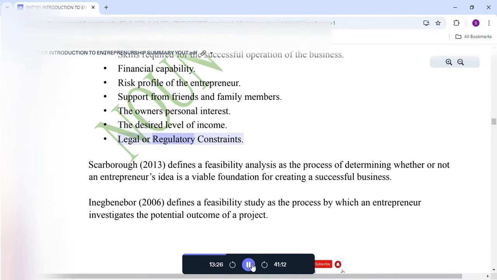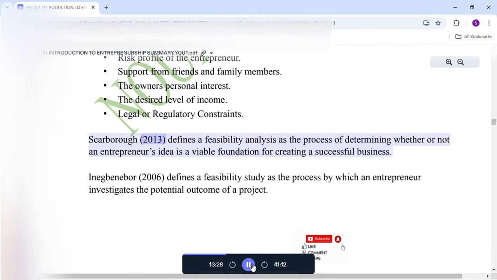Legal or regulatory constraints. Scarborough, 2013, defines a feasibility analysis as the process of determining whether or not an entrepreneur's idea is a viable foundation for creating a successful business.